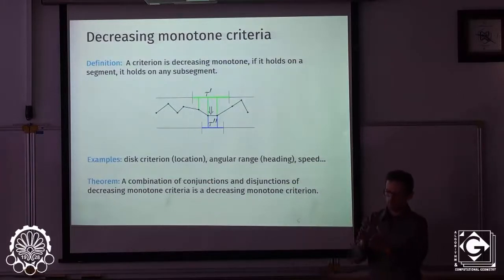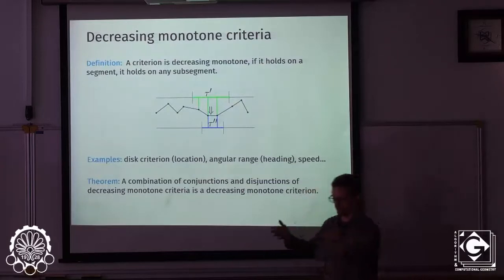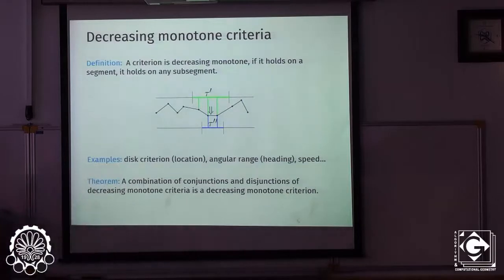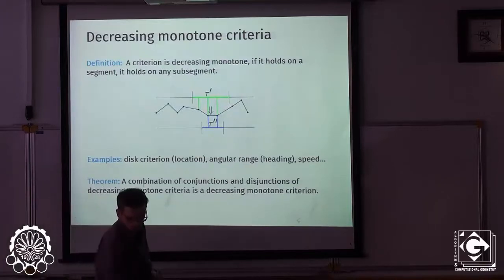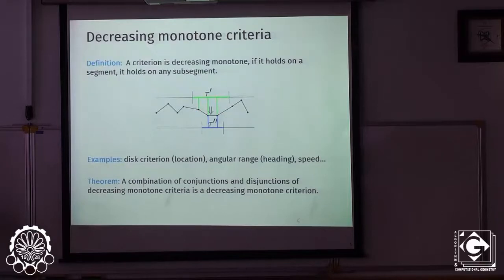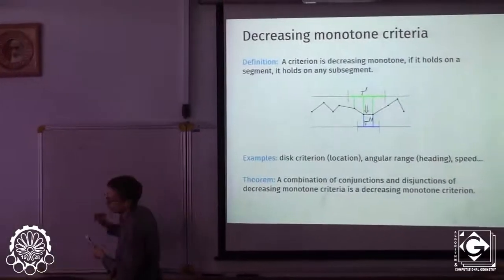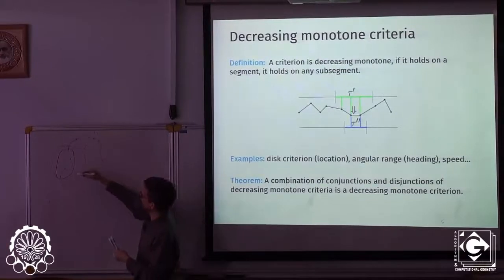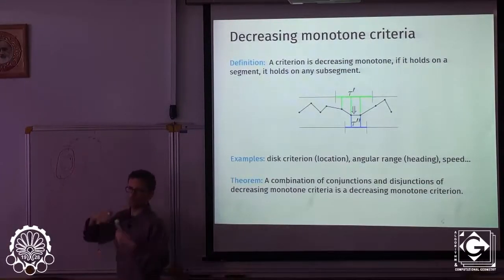But this is simply defined as: if I have a trajectory, let me simply draw one. Maybe my criterion, my question, is: does it stay within a disk? What I'm saying is this is a monotone criterion in the sense that if I have some part of the trajectory, and this is now not monotone in X or Y or anything, where this property holds, so it holds on this part here, then if I take a smaller part, let's say this part, the criterion is still true.